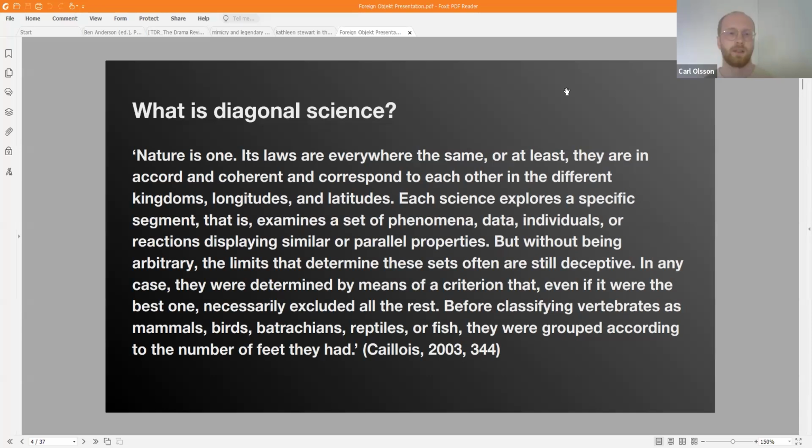Nature is one. Its laws are everywhere the same, or at least they are in accord and coherent and correspond to each other in the different kingdoms, longitudes, and latitudes. Each science explores a specific segment, that is, examines a set of phenomena, data, individuals, or reactions displaying similar or parallel properties. But without being arbitrary, the limits that determine these sets often are still deceptive. In any case, they were determined by means of a criterion that, even if it were the best one, necessarily excluded all the rest. Before classifying vertebrates as mammals, birds, batrachians, reptiles, or fish, they were grouped together according to the number of feet they had.